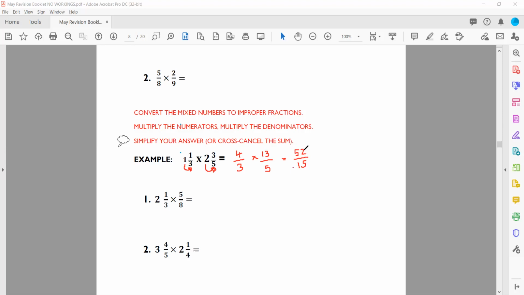Now remember, fractions are essentially division sums, so this is 52 divided by 15. Now 15 will go into 52 3 times, because 3 times 15 is 45. We would then have 7 left over, and 15 would be our denominator, so this will be 3 7/15.